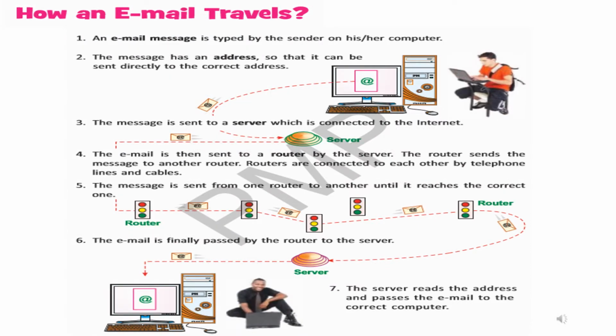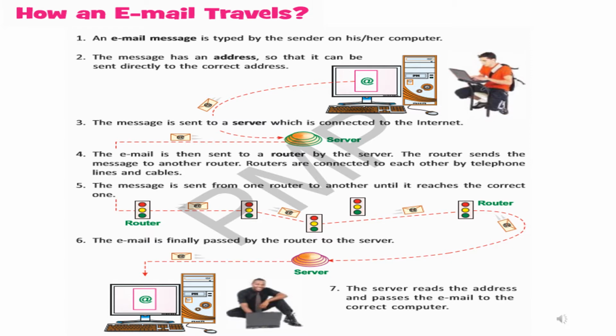Here we will see how an email travels after sending. First of all, an email message is typed by you on your computer. Then you have to fill in the address so that it can be sent directly to the correct person. Then the message is sent to the server which is connected with the internet. Then the email is sent to the router by the server. The router sends a message to another router.